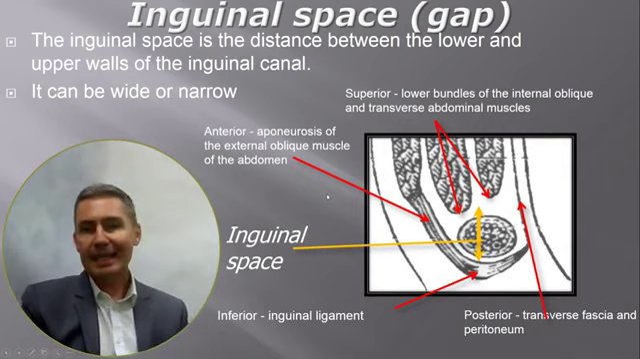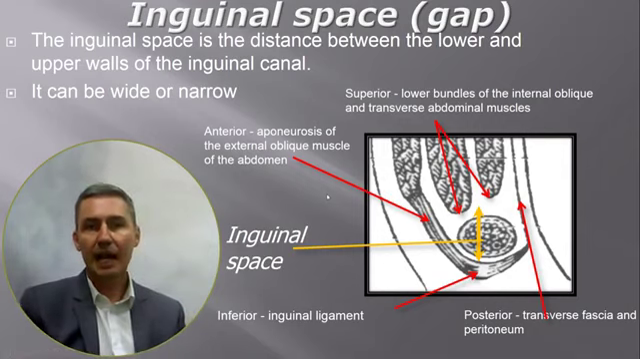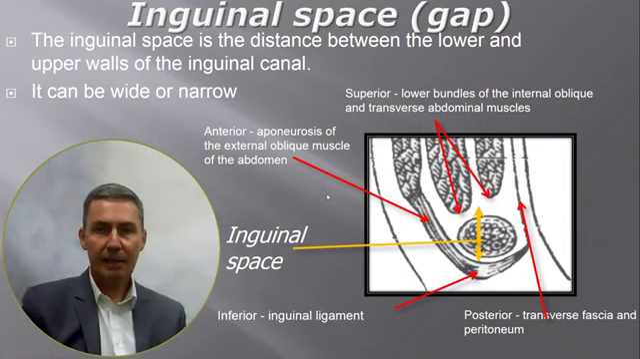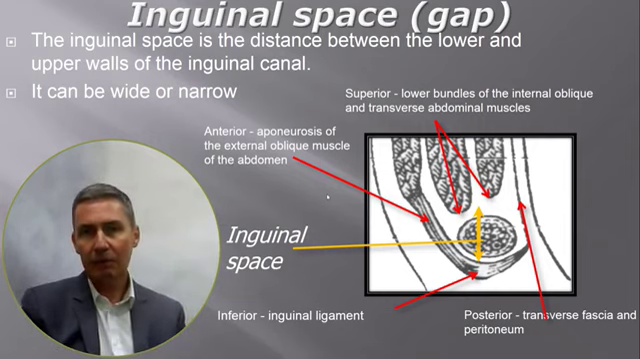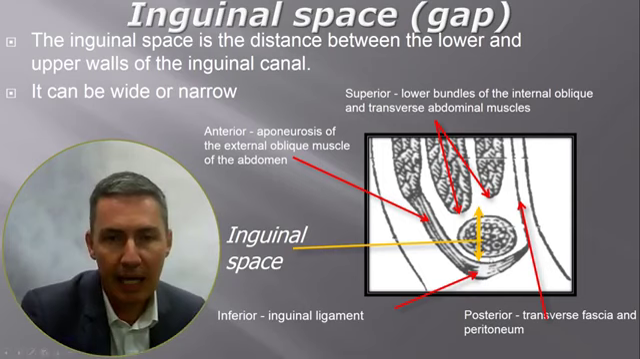For understanding of the inguinal hernia, we have to talk about the inguinal space or inguinal gap. It is not the same as the inguinal canal, because the inguinal canal passes obliquely from the internal to the external inguinal ring, but the inguinal space or inguinal gap is the distance between the superior and inferior walls of the inguinal canal.